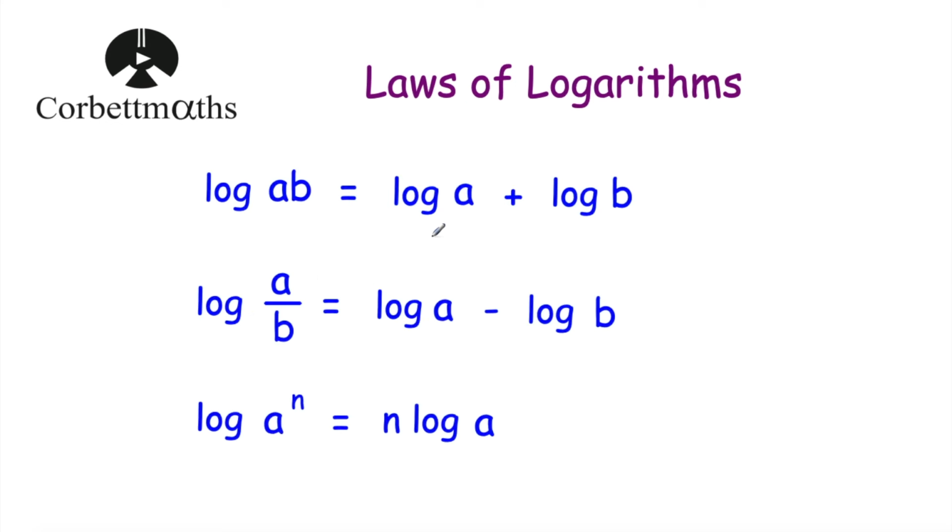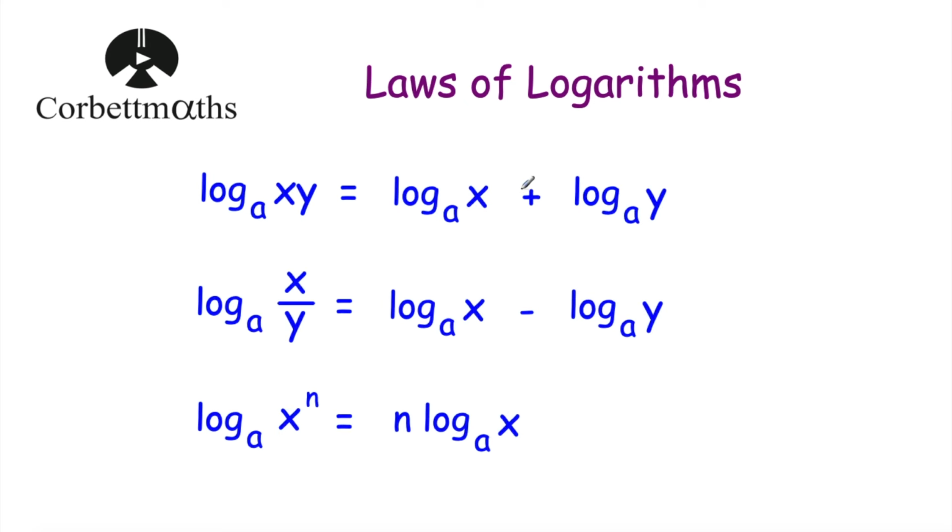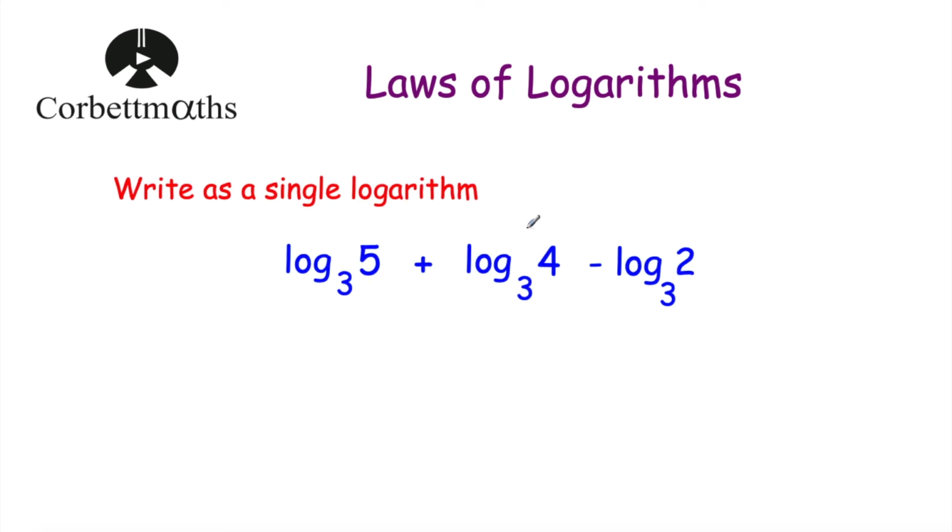So remember, log a plus log b is equal to log ab, or if using this notation, log to base a of x plus log to base a of y is equal to log to base a of xy. So here, if we do log to base 3 of 5 plus log to base 3 of 4, that's going to be log to base 3 of, and then 5 times 4 is 20, so 20. And we've still got our subtract log to base 3 of 2.